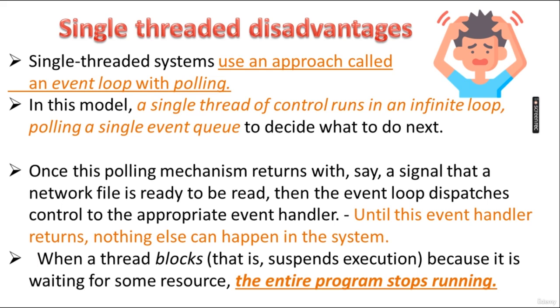Once this polling mechanism returns with, say, a signal that a network file is ready to be read, then the event loop dispatches control to the appropriate event handler. Until your event handler returns, nothing else can happen in the system. For example, a network file is downloaded from the internet. In a single-threaded environment, it will sit quiet. It will wait until that file is downloaded completely.